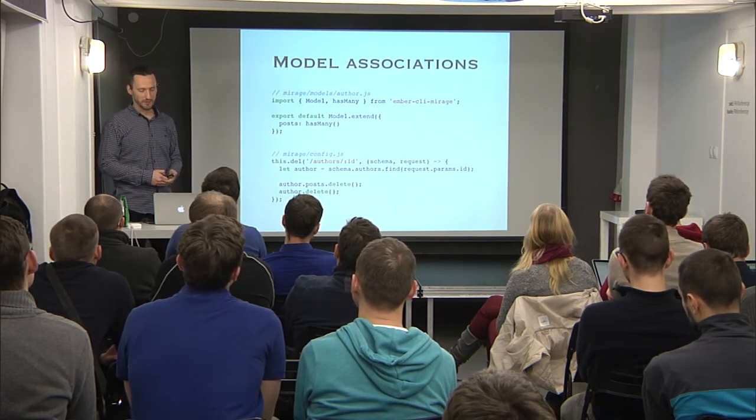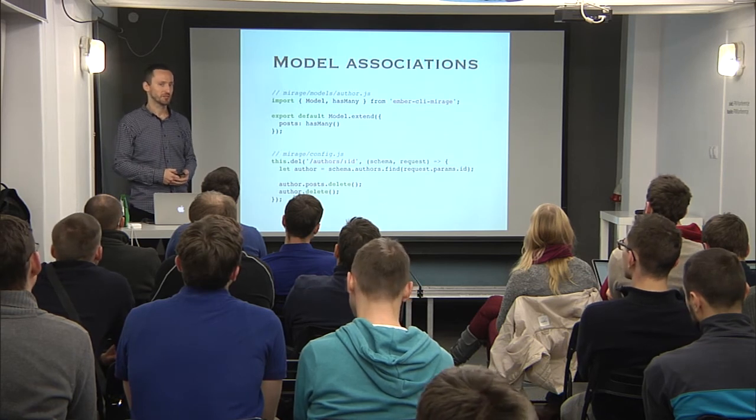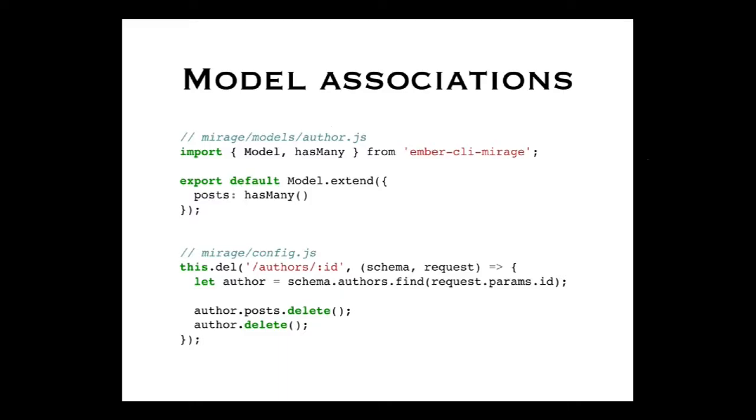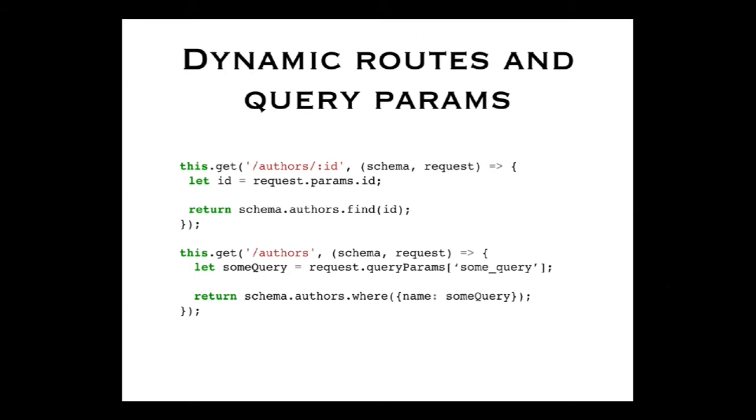As I said before, the models can have associations. It's pretty easy to declare them. You just need to add the property on a model, which is hasMany here, with a key, which is the name of your association. And then, if you want to delete all of the posts that belong to this author in your route handler, like in this delete, you just need to call author.posts.delete, because Mirage in the database will keep the key, or foreign key, of this relationship.